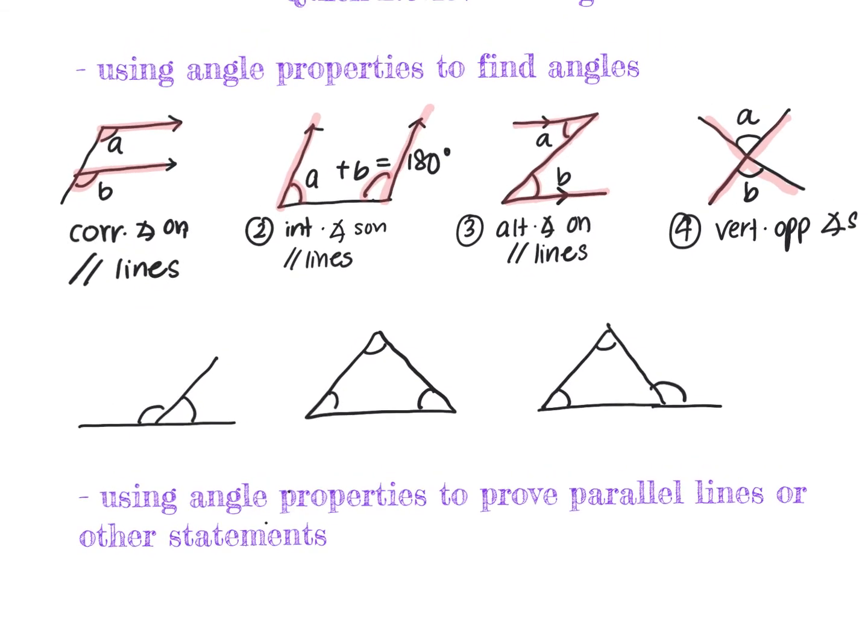Looking at some of the other common ones, we also have this one over here, where the angle A plus the angle B is equal to 180 degrees. This is called adjacent angles on a straight line. Then the other common one, we have A plus B plus C equal to 180. So this is angle sum of triangle.